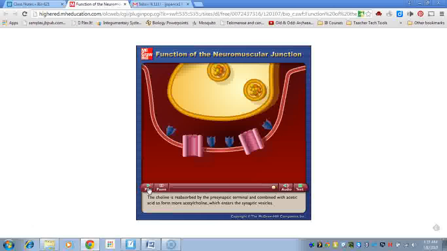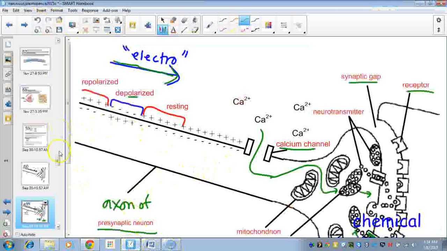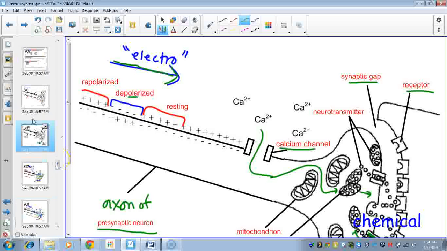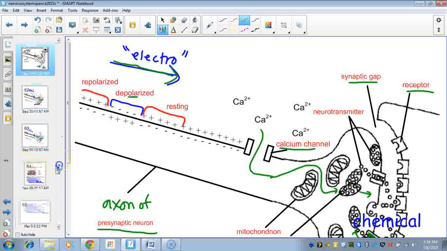So that one showed one of the ways that the neurotransmitters can be removed from the synaptic cleft before another message fires. Okay, so in that case, an enzyme was there to break it down, and parts of it were able to be recycled. Okay, so that is the chemical part of the electrochemical message.